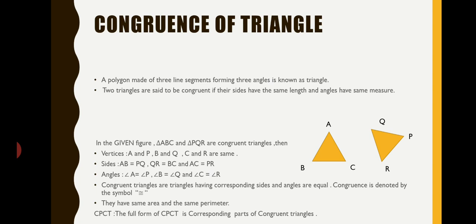One thing that you will use again and again in the congruency of the triangle is CPCT. So what is this CPCT? That is corresponding parts of congruent triangles. It means if the two triangles are congruent, then their corresponding sides are equal.